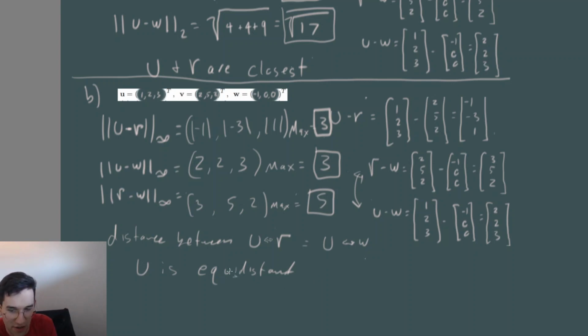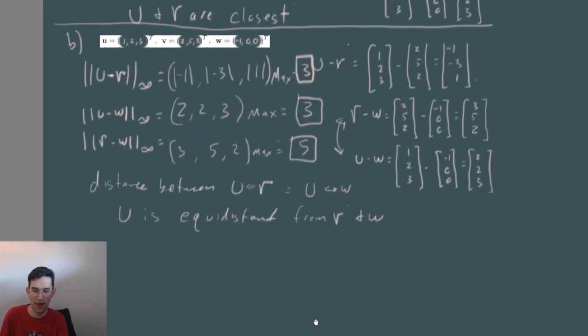There's something going on. Equidistant. Maybe it is right. I don't know. U is equidistant from V and W. Yeah, U's right in the middle.